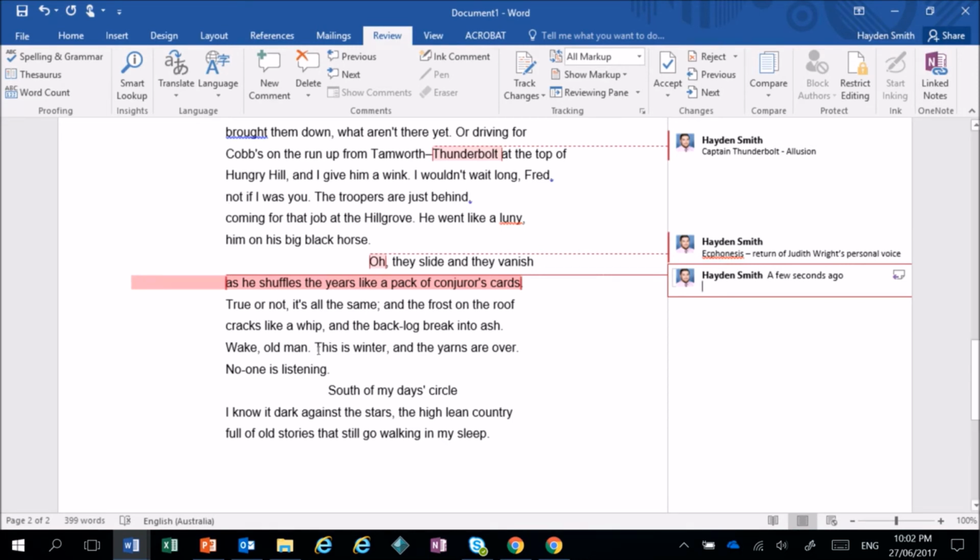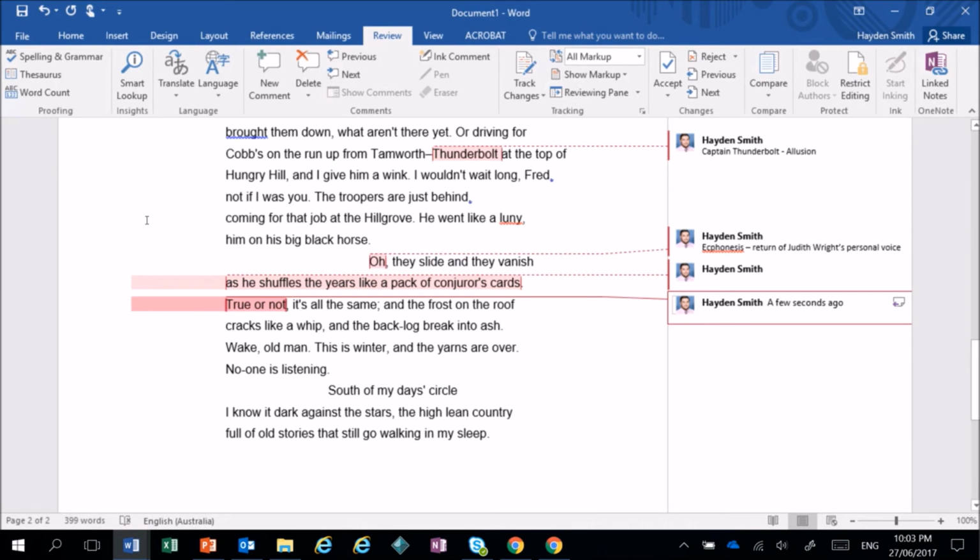True or not, it's all the same, and the frost on the roof. So I think this little part here is that while it's a big part of our memory, while it's a big part of the storytelling, there's obviously elements of imagination. And the link to the rubric here would be the Imagined Landscape.